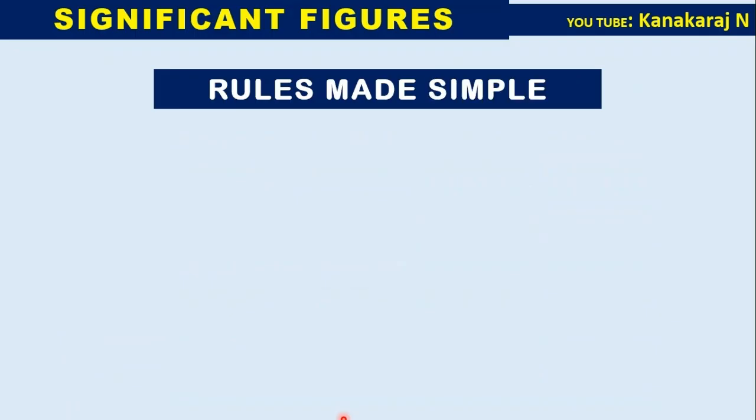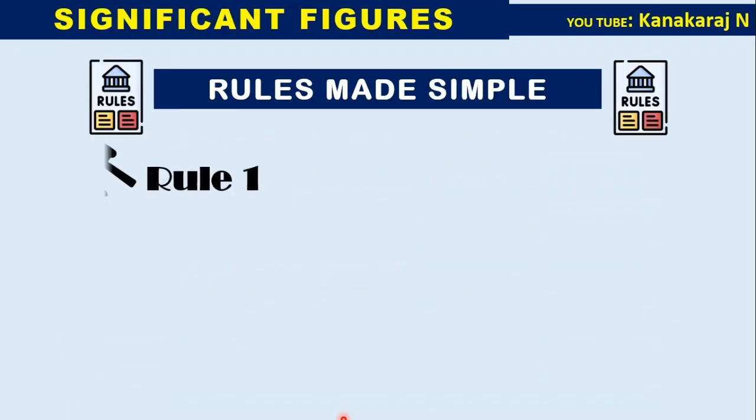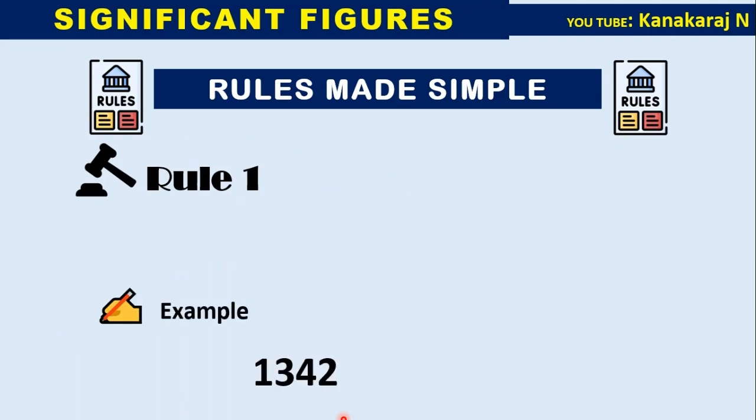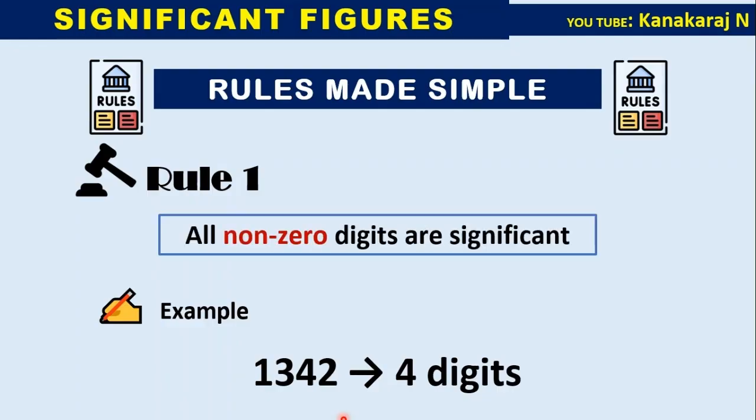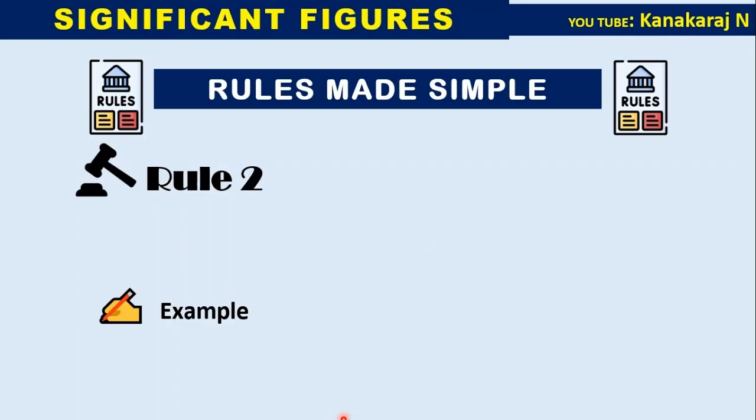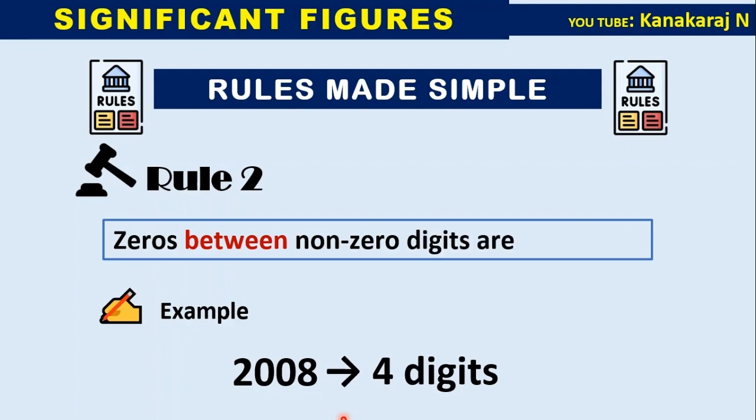Rules made simple. Rule 1. Example: 1, 3, 4, 2. All numbers are non-zero numbers, so all are significant. So it has 4 digits. So 4 is the significant figure count. The rule is all non-zero digits are significant. Let's go for rule 2. The example, 2008. The zeros between two non-zero digits are significant, so it has 4 digits. Zeros between non-zero digits are significant.